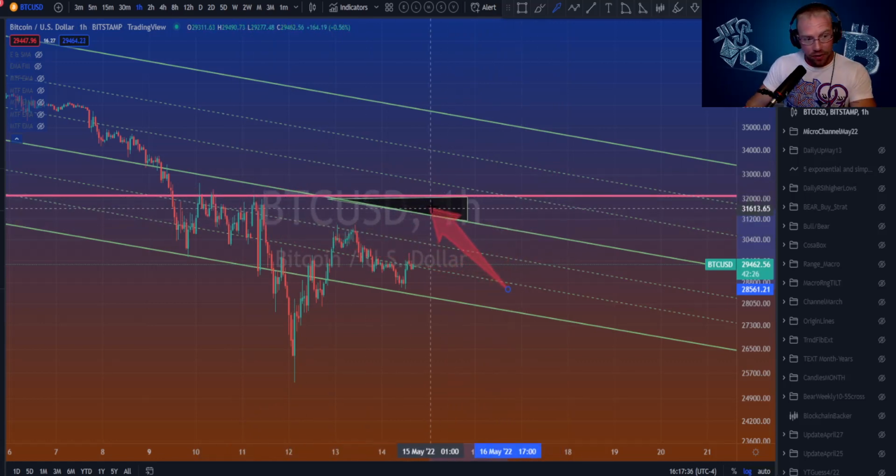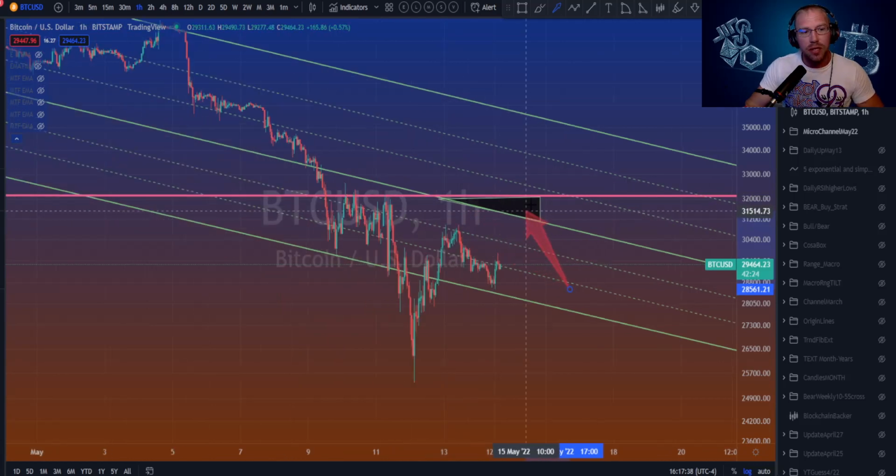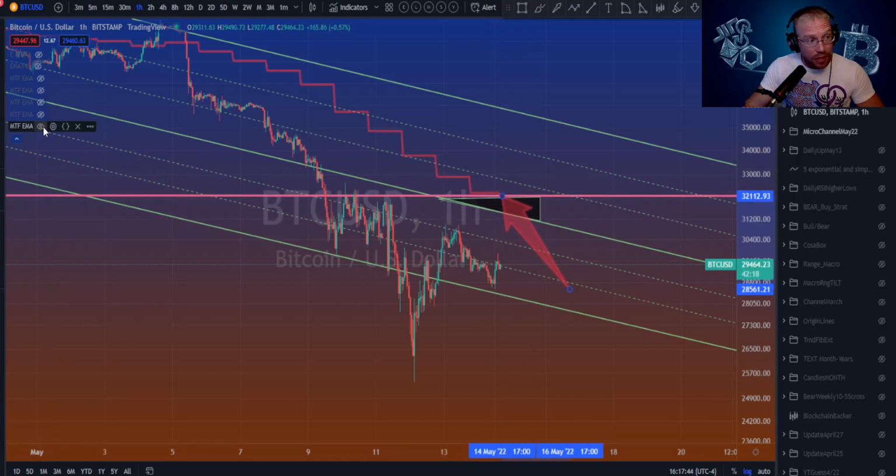And the reason why I have this triangle here is because when a lot of things happen to align, like trading channels, necklines, or the daily 10 EMA up here, let me throw on the daily 10 right there. Price sometimes is attracted to it. So I could see in the short term, price getting up to about 32K even.